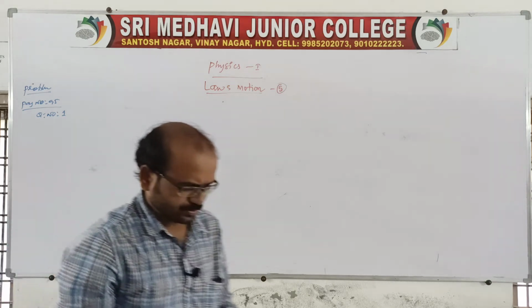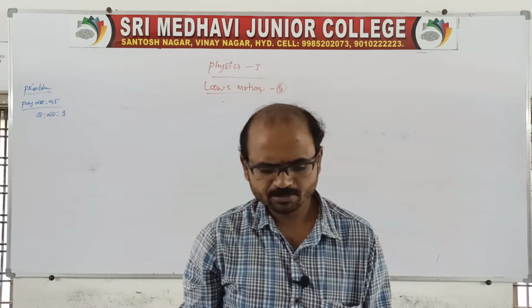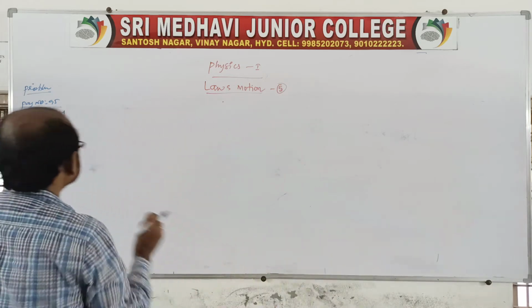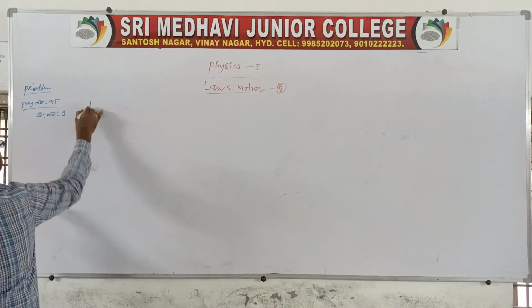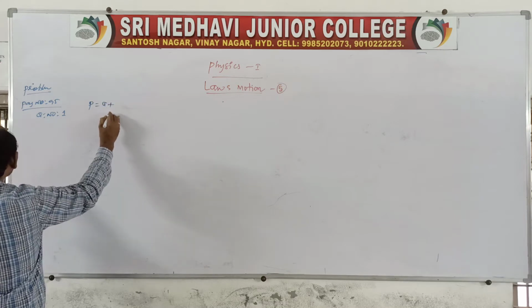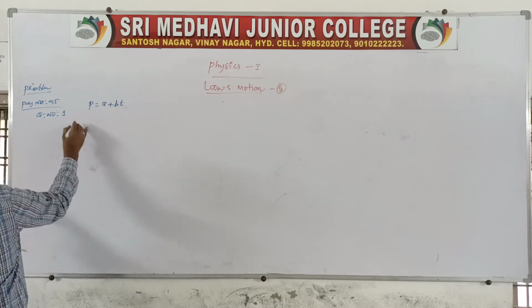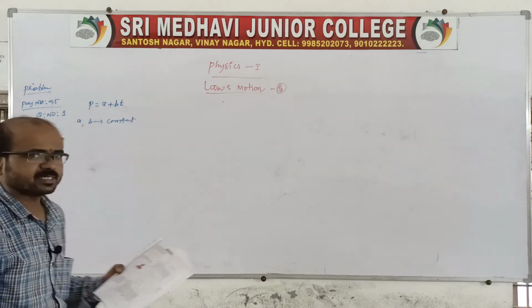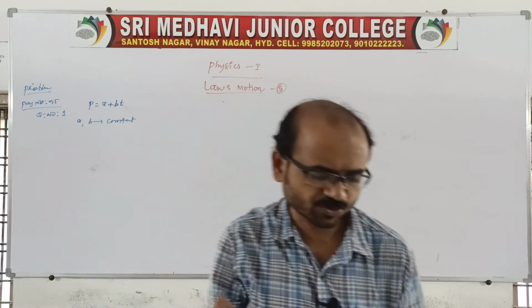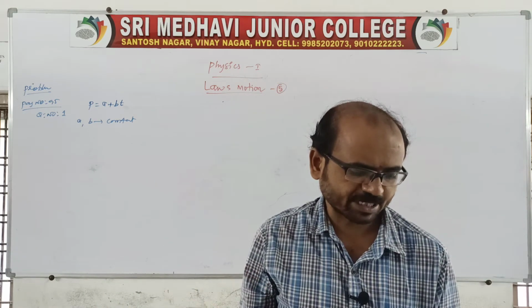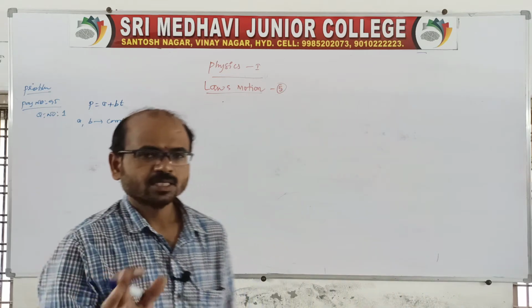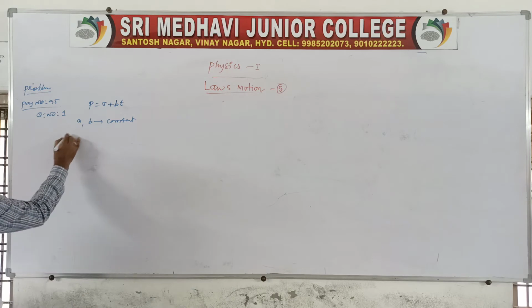I'll read the given question. The linear momentum of a particle as a function of time t is given by p = a + bt, where a and b are constants. Very simple question. The momentum changes with respect to time as p = a + bt, and what is the force acting on the particle? The question will be given like this.